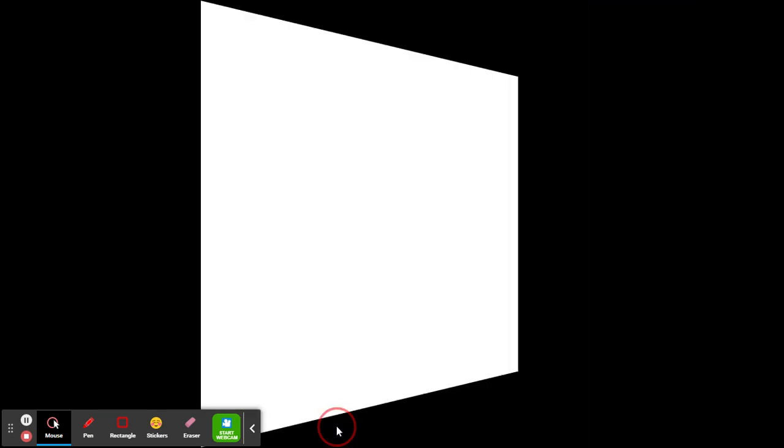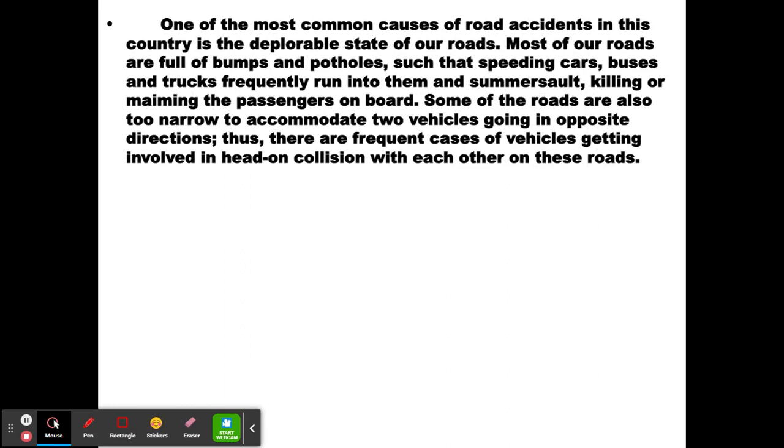So let's continue, and then we look at paragraph 2. In paragraph 2, we are going to discuss one of the major factors, okay. So one of the most common causes of road accidents in this country is the deplorable state of our roads.